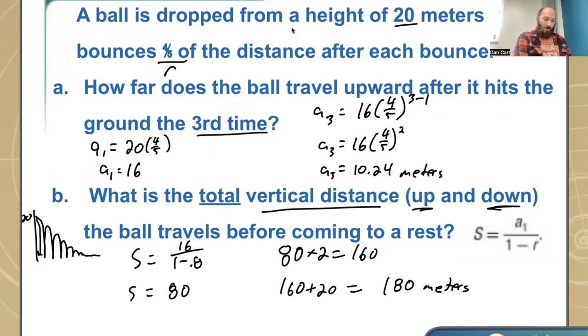Okay. So again, we took our infinite series, we doubled that because we have to consider going both up and down, because this is only modeling going up in the bounces. And then we still add that 20 from that initial drop.